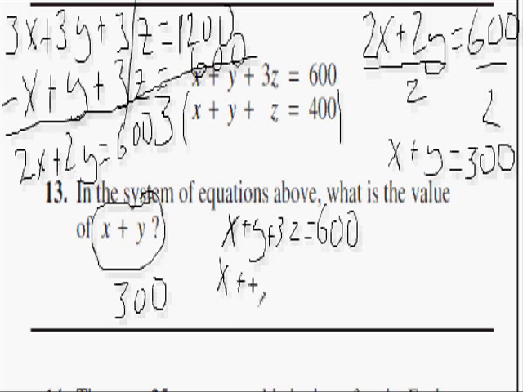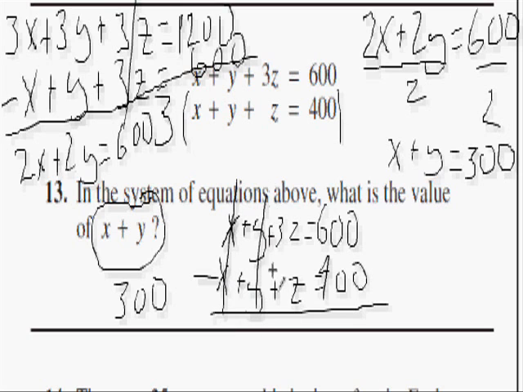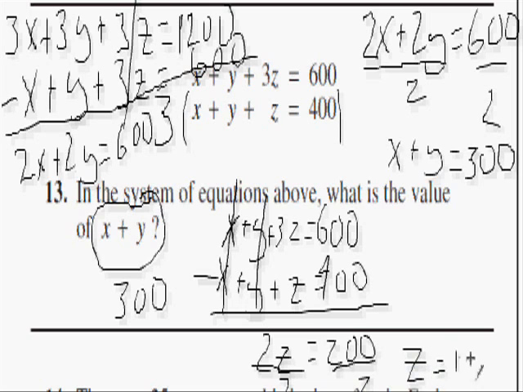600, and x plus y plus z equals 400. Well, if we subtract down, the x's and y's cancel. 3z minus z is 2z equals 200. So we divide both sides by 2. Do unto one side as you do unto the other, the golden rule of algebra. And we get that z equals 100.